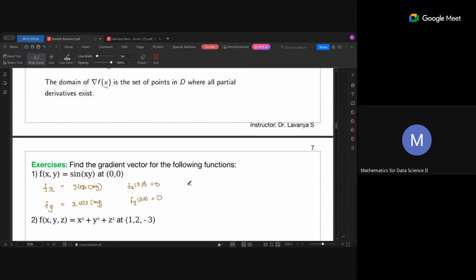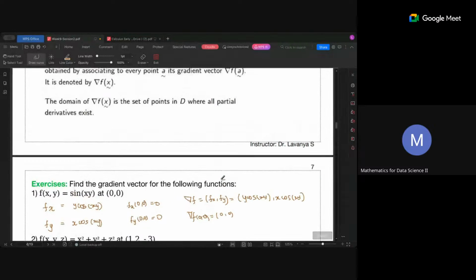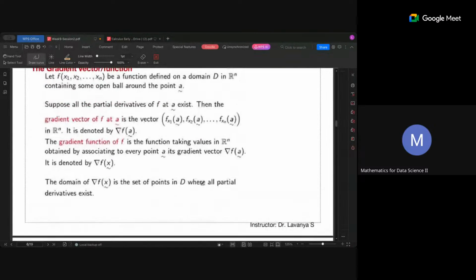Okay, so you see that first of all, this is fx comma fy, which is y cos xy comma x cos xy, and del f at 0 comma 0 is 0 comma 0. Okay, so what is del of the gradient function? It is simply the partial derivative with respect to x and with respect to y written as a vector. Okay, so that is what I said.